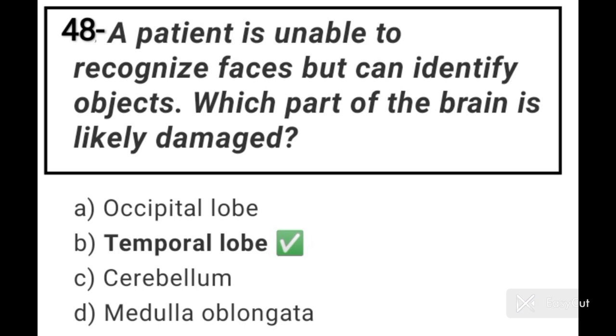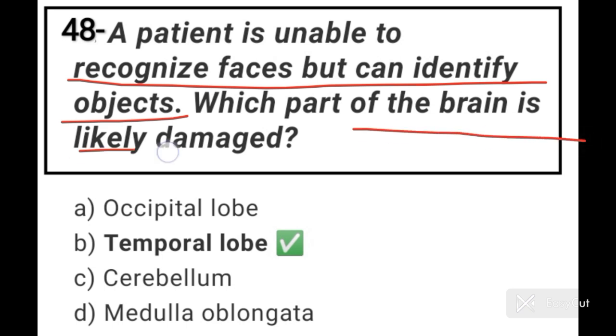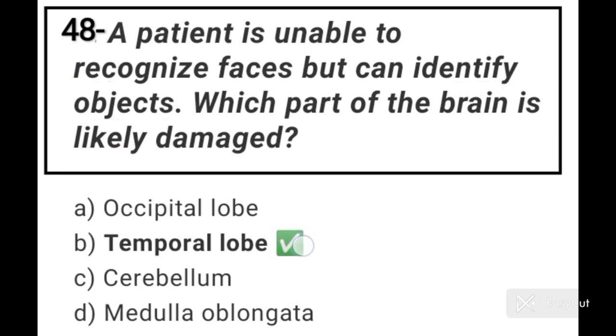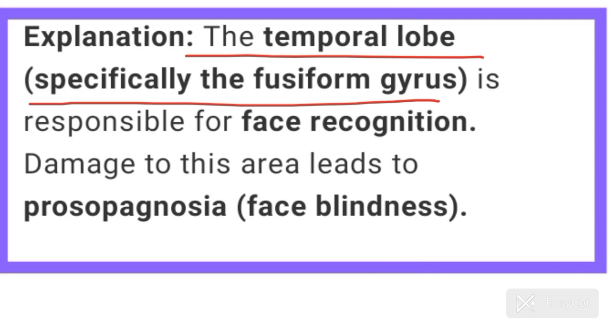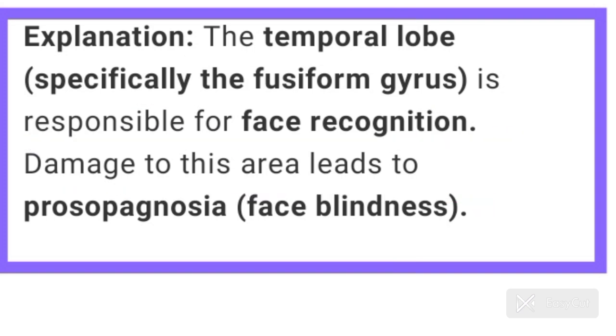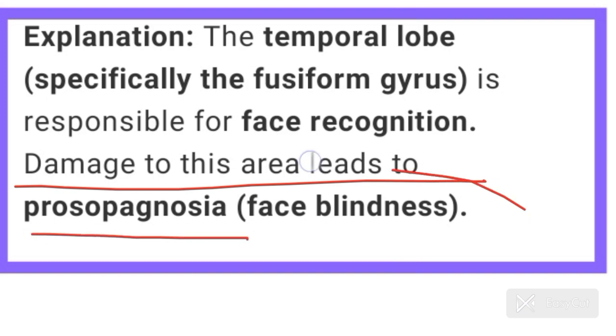Now come to question number 48. A patient is unable to recognize faces but can identify objects. Which part of the brain is likely damaged? So इस situation में brain का कौन सा part damage हुआ है? Answer is option B, temporal lobe. The temporal lobe, specifically the fusiform gyrus, is responsible for face recognition. Damage to the temporal lobe leads to prosopagnosia, face blindness.